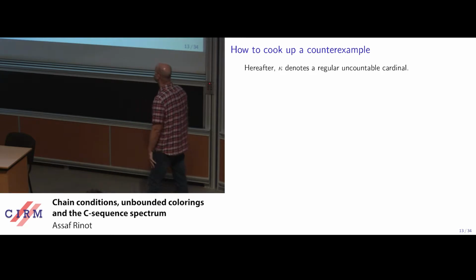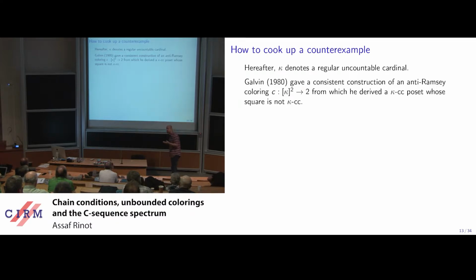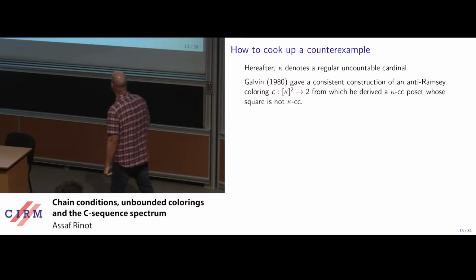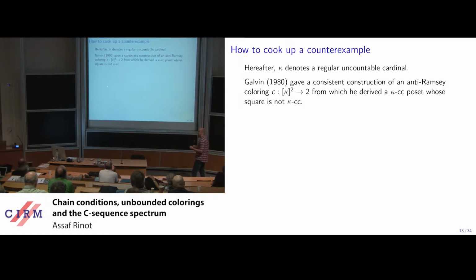So now I'm going to focus on this; kappa will always denote a regular uncountable cardinal. And I'm going to compare the two approaches. There is the approach of Galvin. His way of producing a counterexample to productivity of Aleph1-CC, the CCC, was as follows. It's quite general. He constructs an anti-Ramsey coloring at the level of kappa, which is quite interesting because we saw that Ramsey's theorem implies productivity of the kappa chain condition. So the idea of Galvin was to take a very strong failure of Ramsey's theorem. If there is a very strong anti-Ramsey coloring, there is a way to read from it a kappa-CC poset whose square is not kappa-CC.